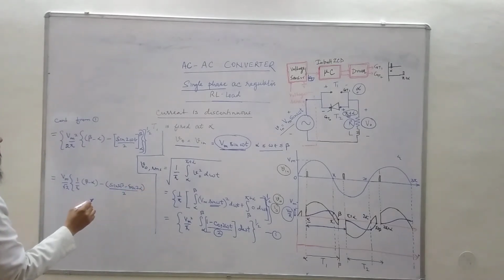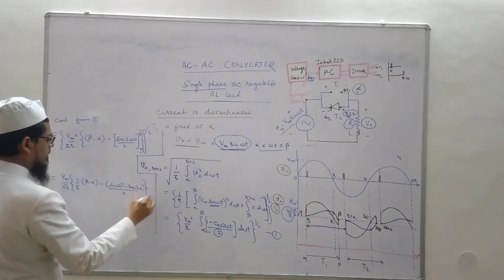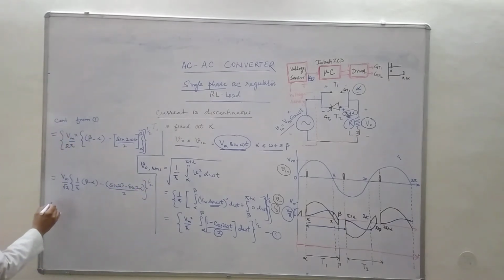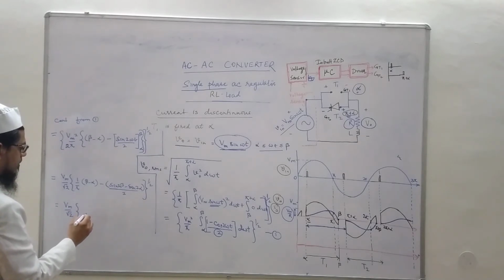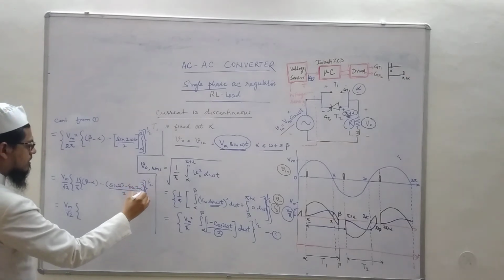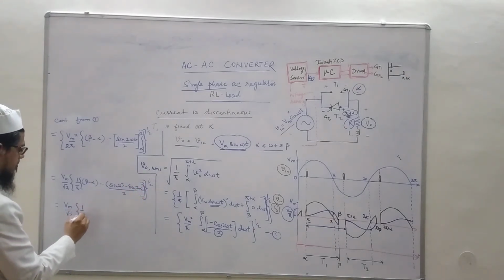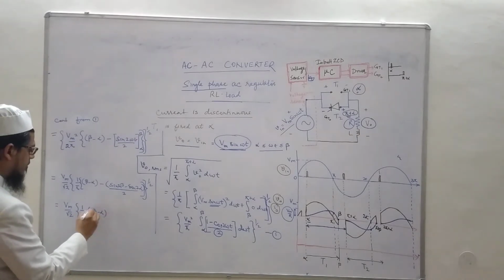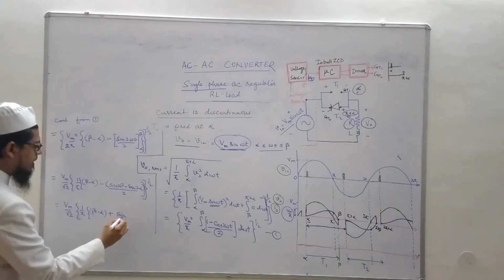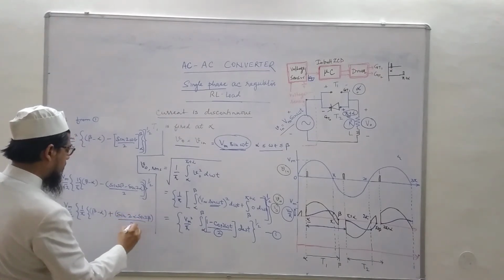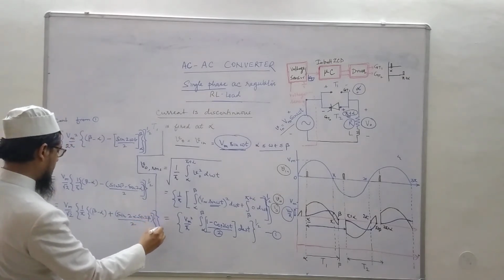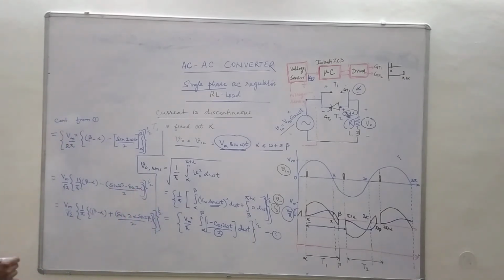Entire thing within the root. So finally this is Vm by root 2, and within the bracket we have got, this pi is over the entire thing, so 1 upon pi times beta minus alpha plus sin 2 alpha minus sin 2 beta upon 2, and this entire thing within the root.